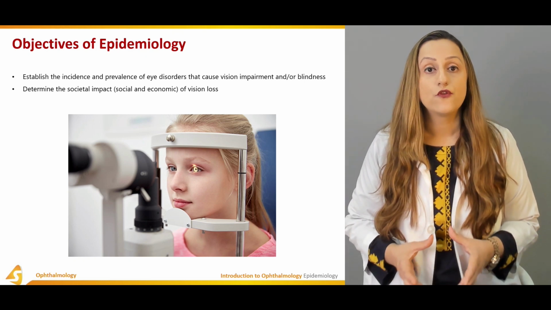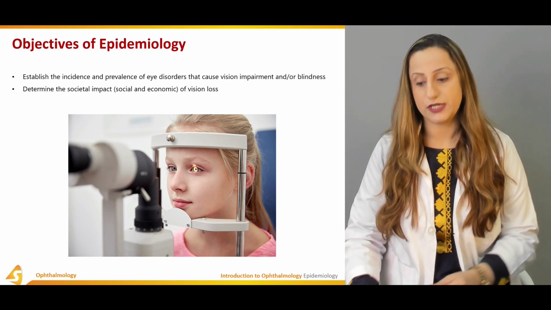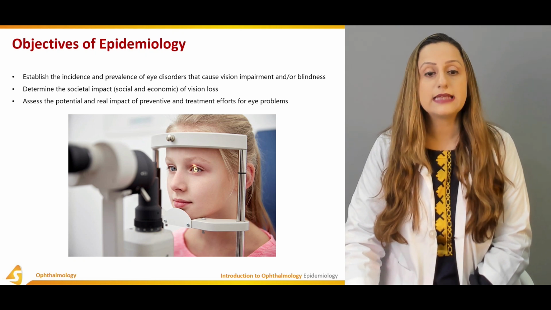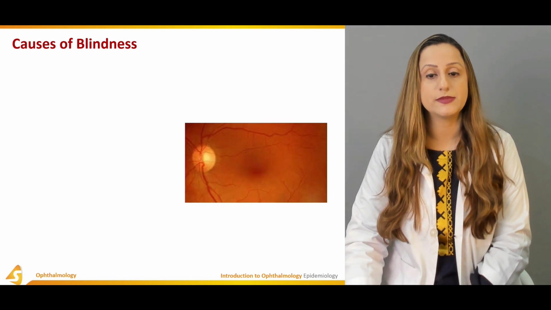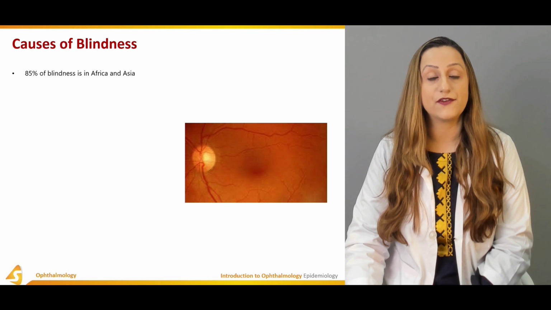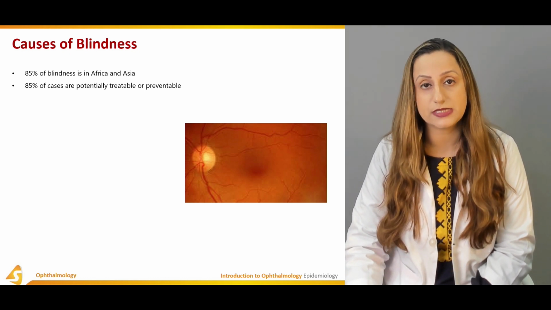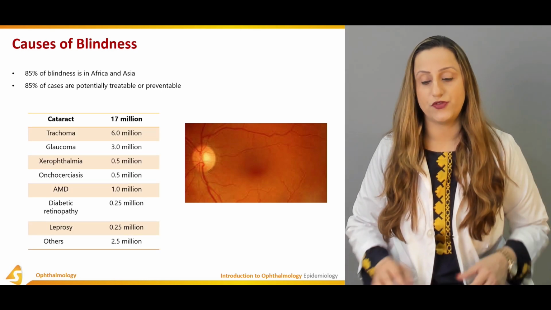It can range from the psychological factors towards the physical disabilities of the individual. They can hinder his or her day-to-day activities. Assess the potential and the real impact of the preventive and treatment effort for the eye problems. Now, the causes of the blindness. 85% of blindness is in Africa and Asia. 85% of the causes are potentially treatable or preventable causes that we can talk about over here.